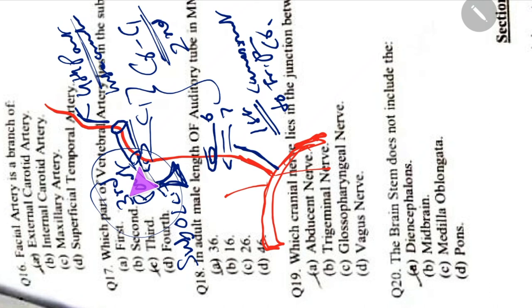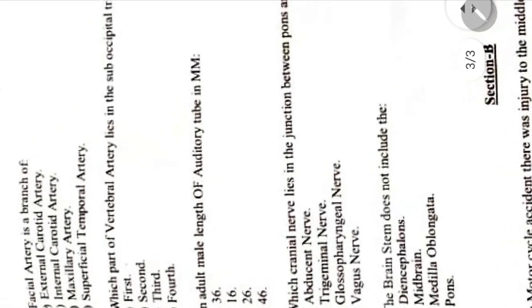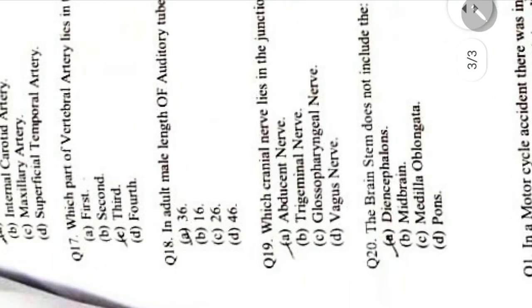So it is done. Which part of the vertebral artery passes through the suboccipital triangle? Everything has been done. The answer is the third part. It's correct.